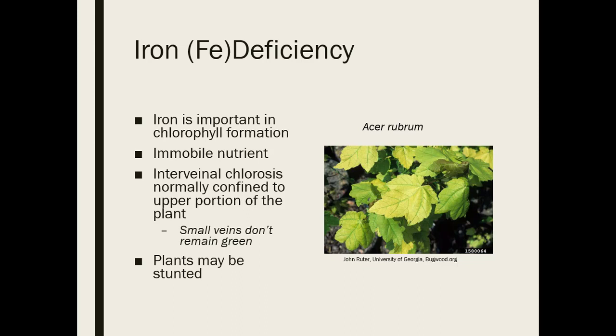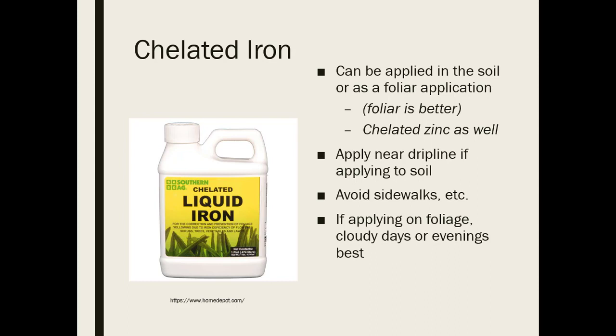Iron is very important in chlorophyll formation. It's an immobile nutrient, so you get intraveinal chlorosis. That's usually confined to the upper portion of the plant. Your small veins don't remain green and the plant becomes stunted. So you can use chelated iron, and if you're going to use it as a soil application, you do it near the drip line. You want to avoid sidewalks, because it does cause rust. If you are applying it onto the foliage, cloudy days or evenings are best.